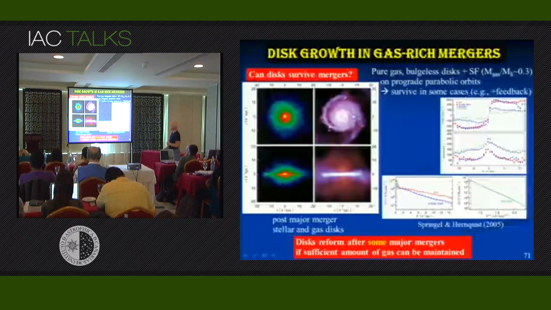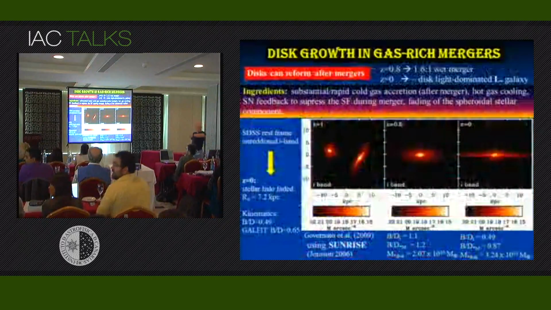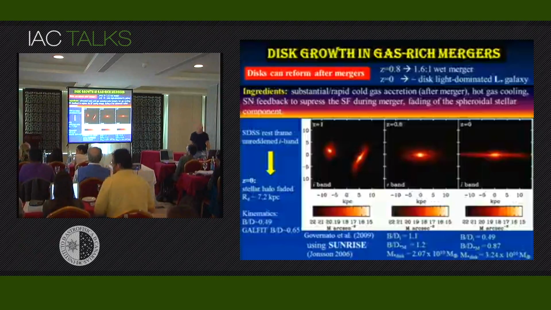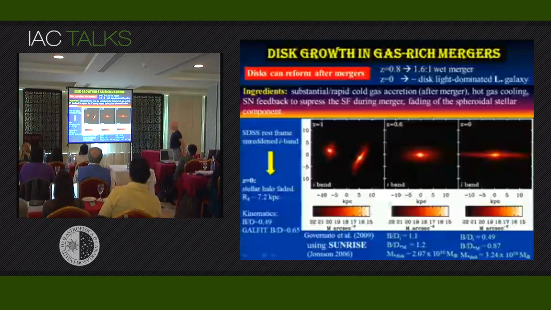Well, this is the simulation by Springel and Hernquist 2 years ago, where they assumed the extreme. They assumed that the disks are just gaseous disks sitting inside dark matter halos, and they're on prograde parabolic orbits, so everything works for the merger, and you see the result of this merger. On the left, these are stars, because there was star formation in these gaseous disks, and on the right, there was a gaseous component. So this is at least proof that if the galaxies are lucky, then disks can reform after some major mergers.